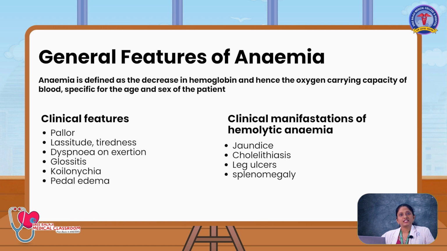In case of hemolytic anemia, the patient can present with jaundice and gallstones, which are pigment gallstones, and also leg ulcers due to vaso-occlusion. The patients may also present with splenomegaly in case of hemolytic anemia.